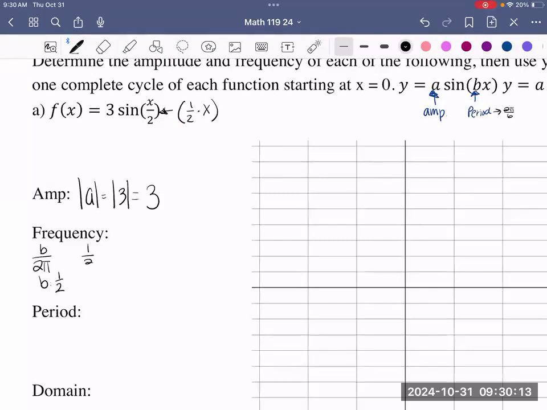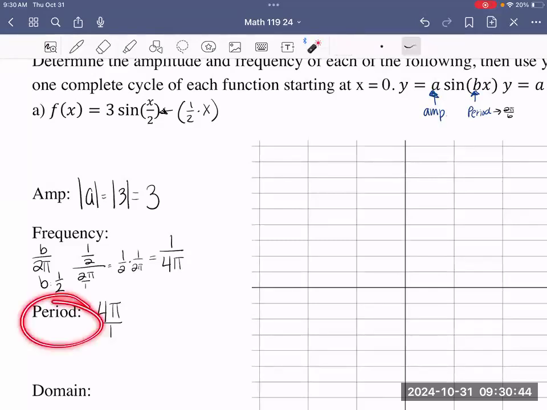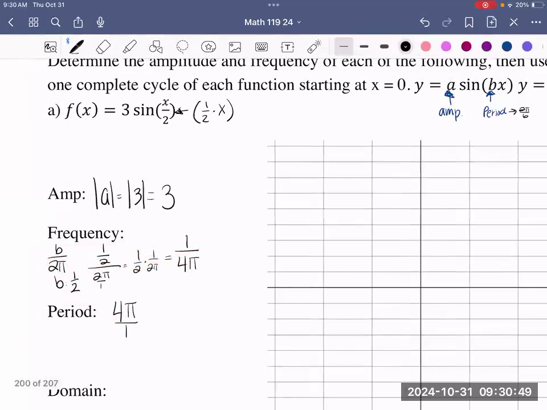So when we do 1/2 over 2 pi, you could say, okay, well, 2 pi is really 2 pi over 1. So keep, change, flip, we have 1 over 2 pi. So your frequency here is 1 over 4 pi. This is how quickly the waves are going to happen. Now your period is the reciprocal of your frequency, meaning that we can just tip this frequency upside down and get your period. I'm more likely to ask for your period and less likely to ask for your frequency here.